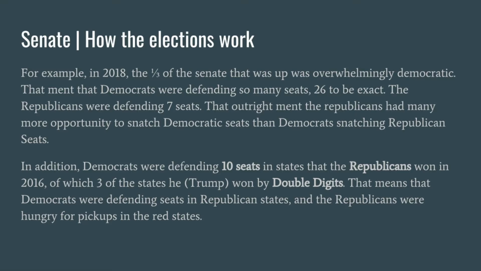Speaking of that, there were 26 Democrats that were up compared to just 7 Republicans. So that means that Republicans have a lot more opportunities to snatch Democratic seats than the other way around. In addition to this, Democrats were defending 10 seats in states that the Republicans won in 2016. So they're defending seats in red states, in Republican states. That outright means that they're spending all their money in these red states and they have almost no opportunities for pickups.